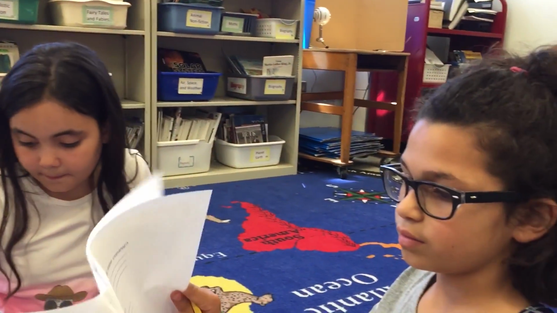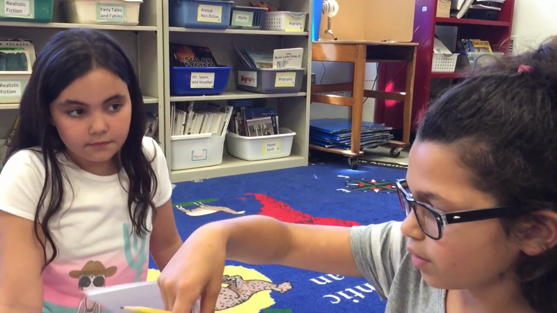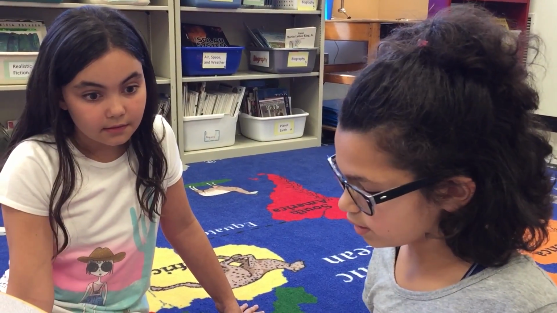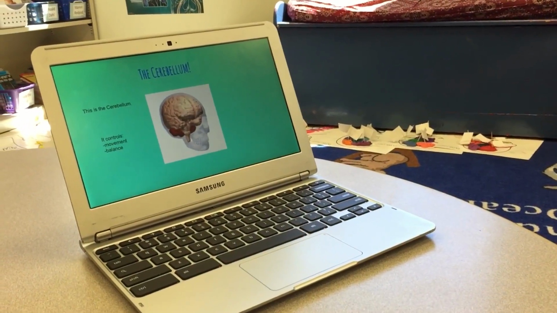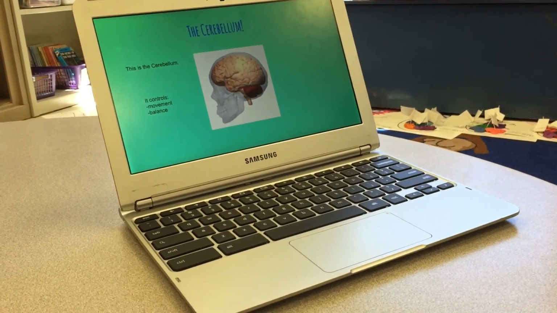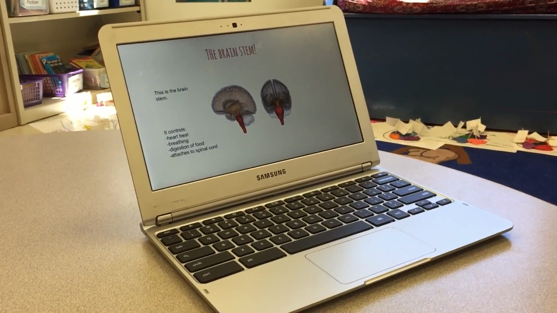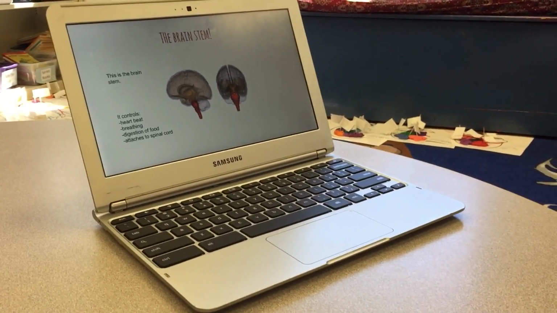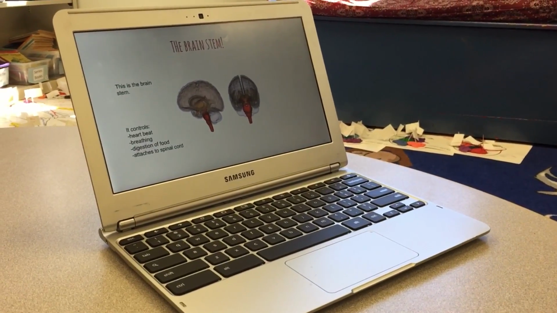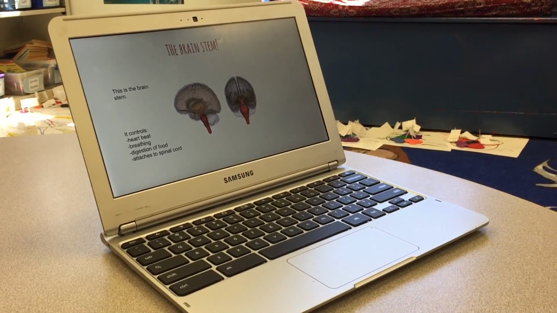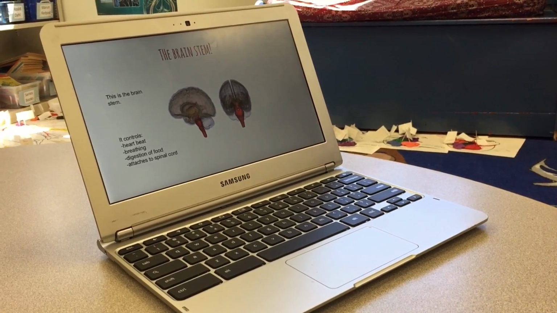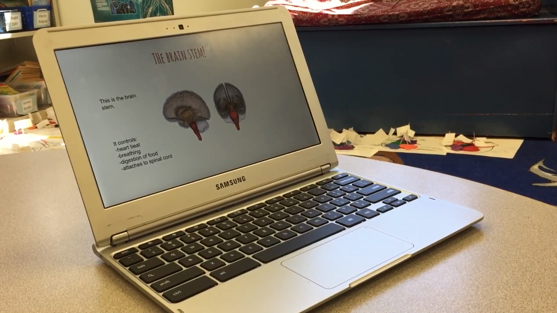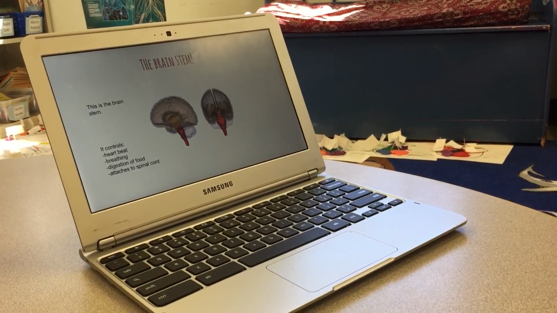OMG, last two questions. Okay, so what are they? Well, one is, what is the brainstem? Here it says, the brainstem controls heartbeat, breathing, digestion of food, and attachments to the spinal cord. This part of the brain controls very important things. You got this part. The brainstem controls heartbeat, breathing, digestion of food, and attaches to the spinal cord.